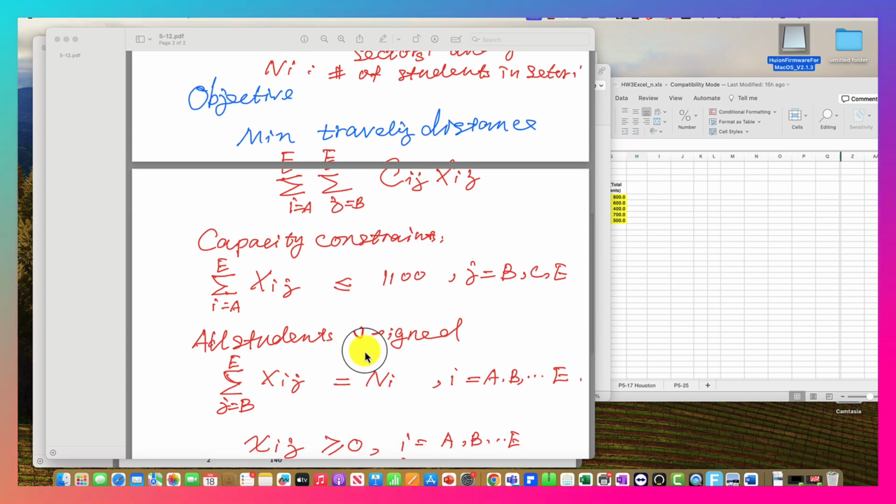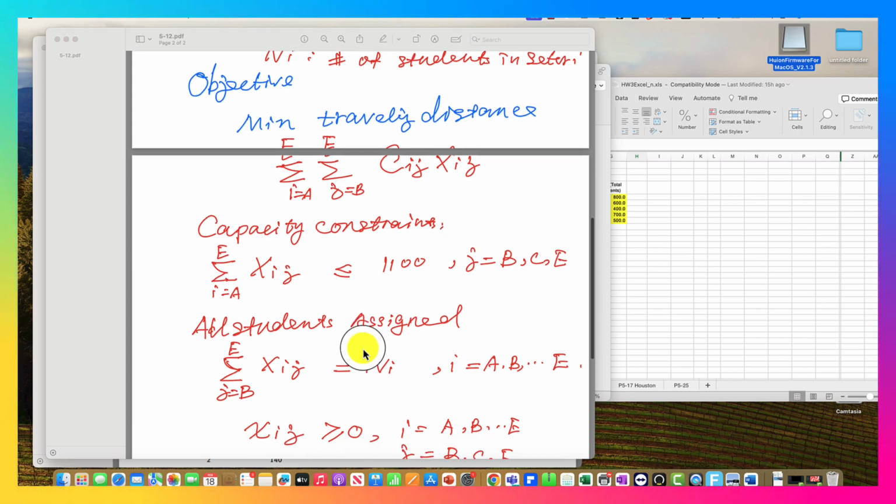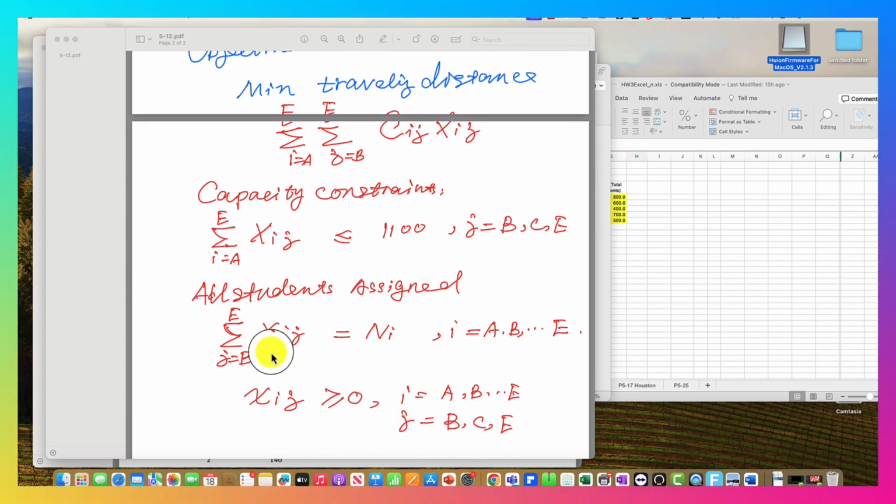Another constraint is that all students should be assigned to exactly one school. That can be represented by this condition: the summation of Xij over J. That means the students assigned to all possible schools in sector I should exactly equal the number of students in that sector. Here, you need to pay attention that the relationship is equal, not greater than or equal, not less than or equal. If you use less than or equal, that means some students are not assigned.